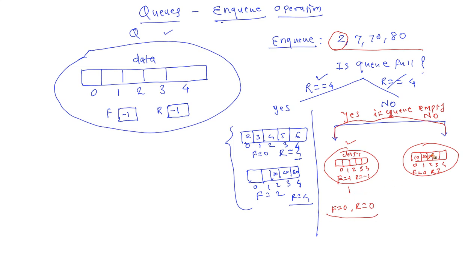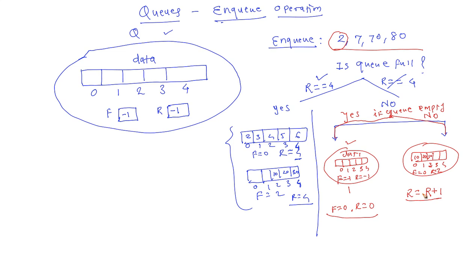If the queue is not empty, that means it's partially full. In this case, what will I do? I look only at R and I'll increment R by 1. Why R by 1? Because R stores the location of the last element inside the queue, and the next element will come on the R plus 1 location. If R is equal to 2, the element is present on location number 2, so the next element will come on location 3, that is R plus 1. That's why I'll increment R by 1 and then go to the array.